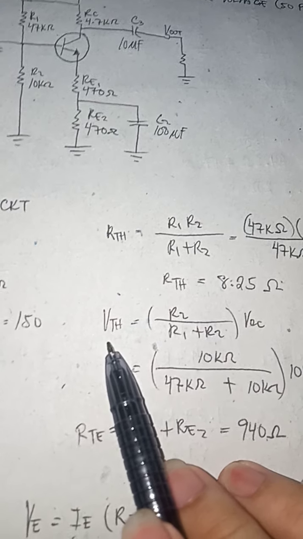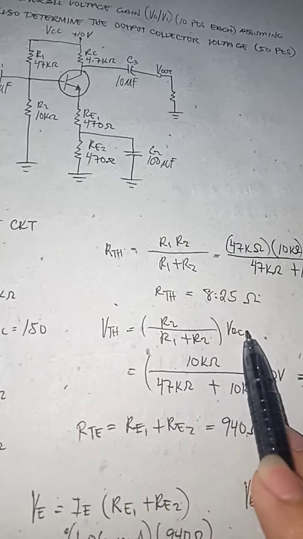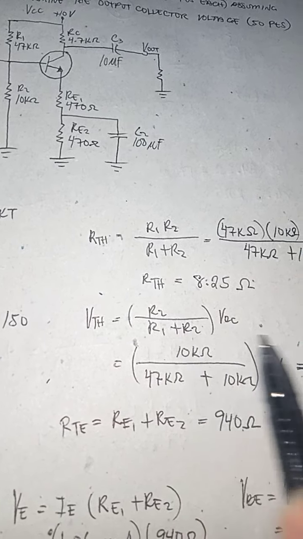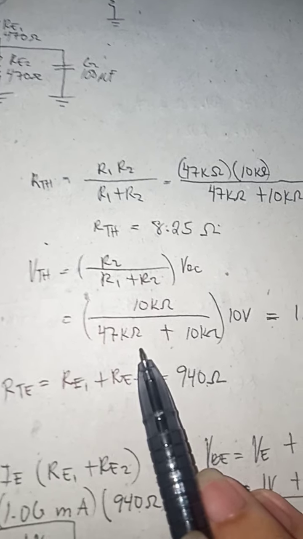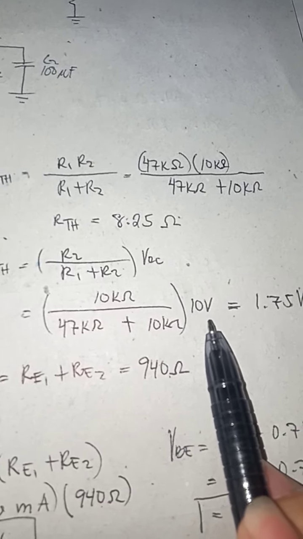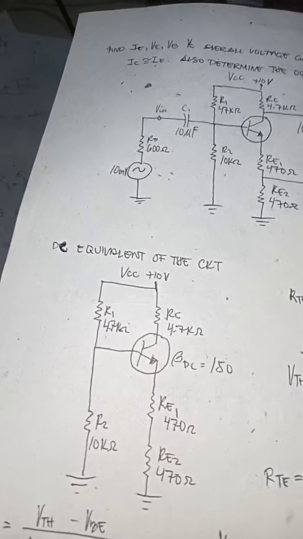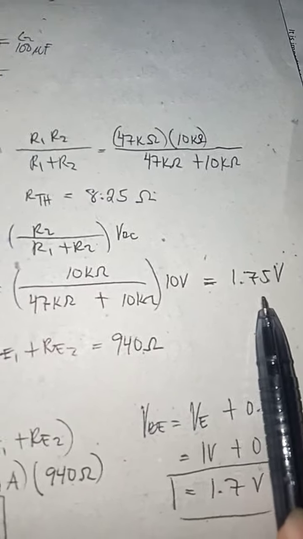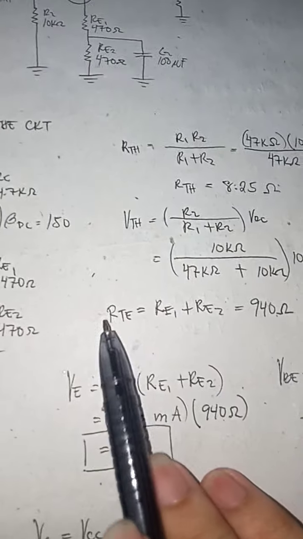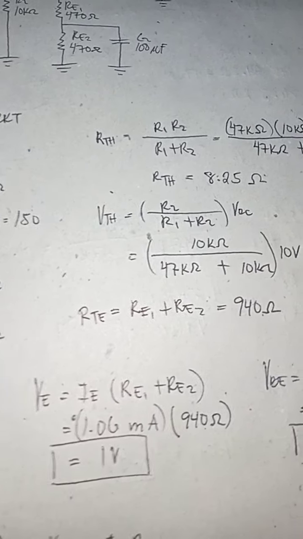Second is to find the Thevenin's voltage. The formula is R2 times VCC over R1 plus R2, which is 10 kilo ohms over 47 kilo ohms plus 10 kilo ohms, times 10 volts, which is the power supply. The answer is 1.75. Now, the total RE is 940 ohms.